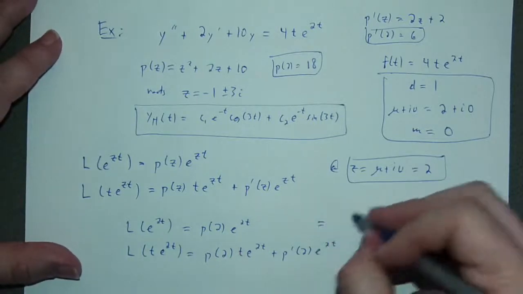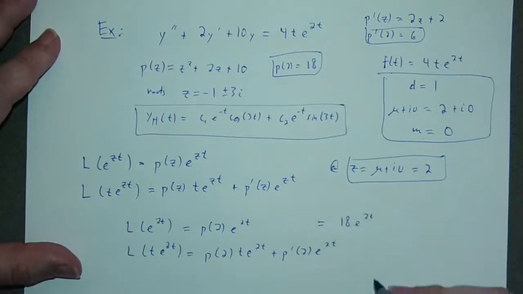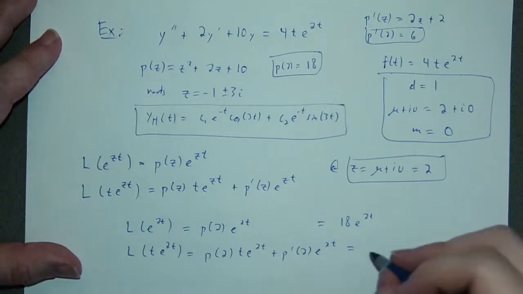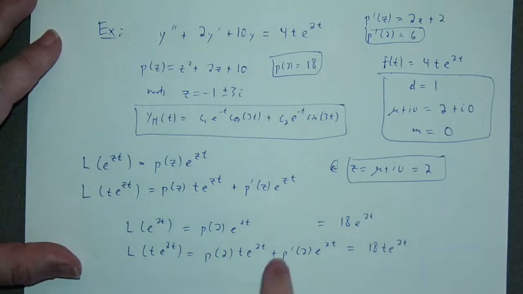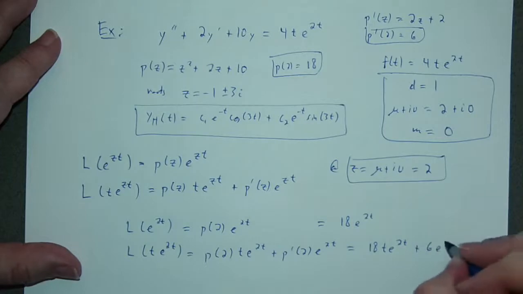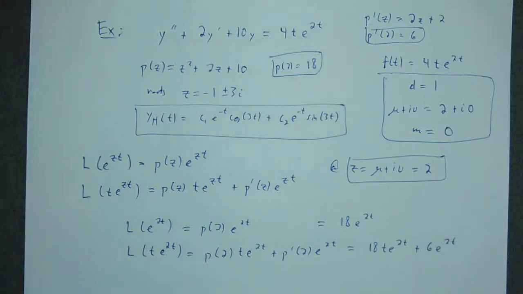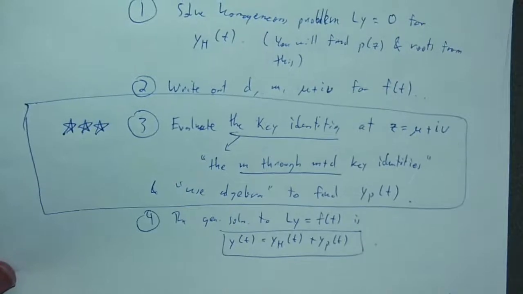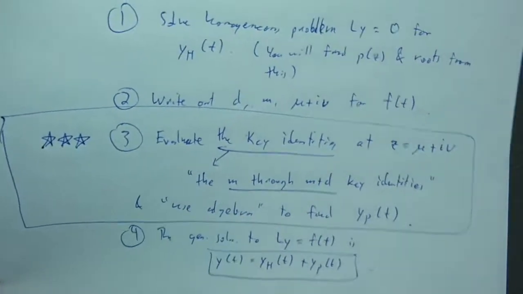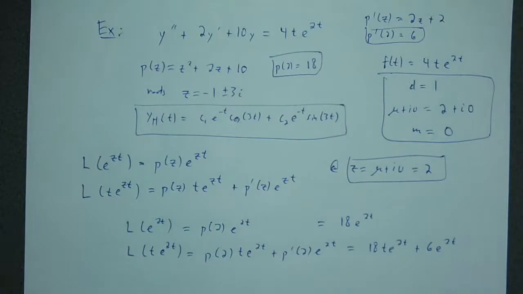So rewriting these, this is 18e to the 2t. And here, this is 18t e to the 2t plus 6e to the 2t. Okay. So, what do I do here? When the key identities process told me to use algebra to find a particular solution, there's a lot going on in these quotes, use algebra. All right, we've already seen some examples of how this works.